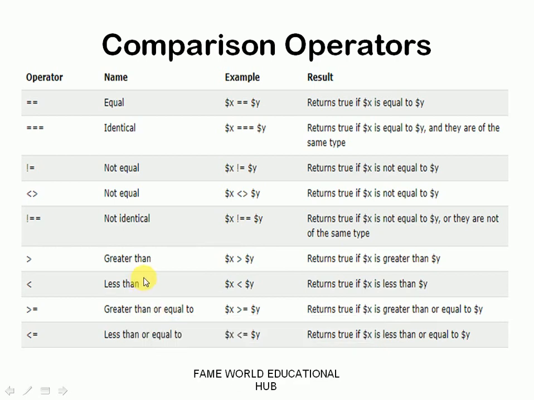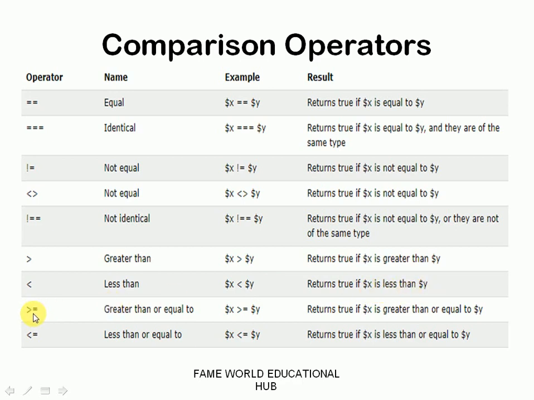Now coming to the next one, that is the less than sign. We have already seen this less than sign in mathematics also. We have already used this sign very many times. So the less than sign is used for comparing the left hand operand with the right hand operand. If the value of the left hand operand is less than y, then it will return true. Otherwise, it will return false. Returns true if x is less than y.